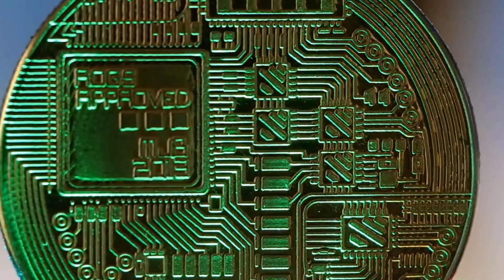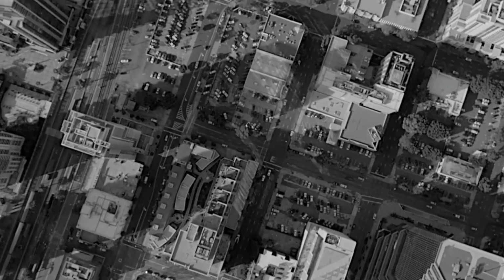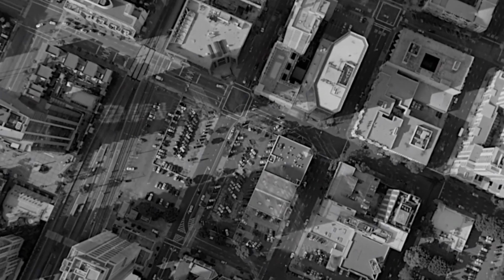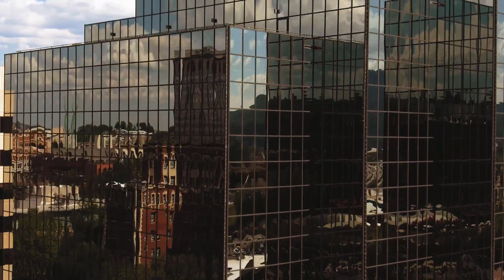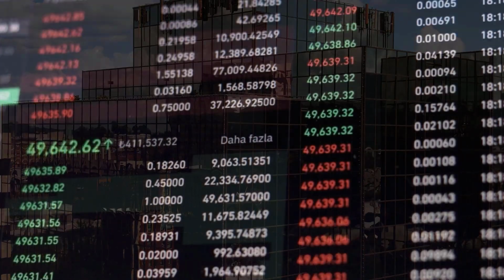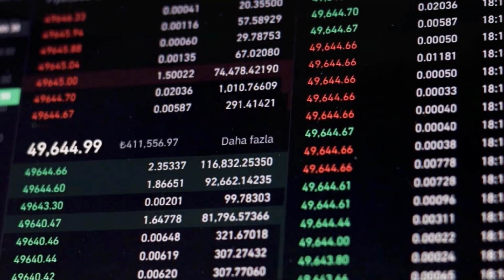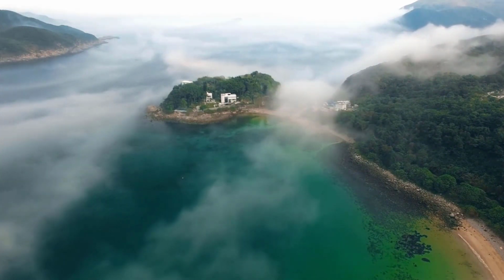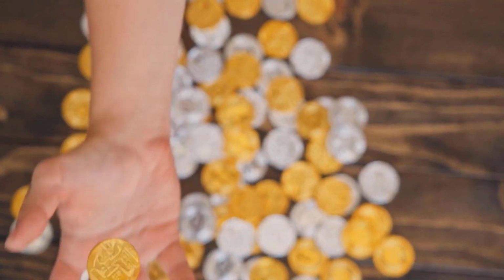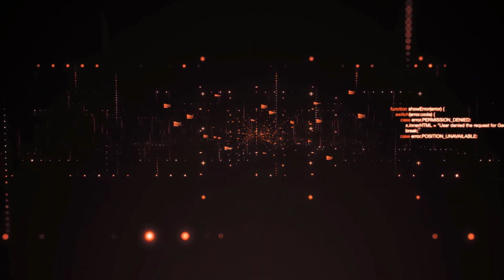ZAR to ALGO price prediction for the near future and month. Rand to Algorand prediction on Monday, March 27, price 0.247 coins, high 0.265, low 0.231. Tuesday, March 28, price 0.262 coins, high 0.282, low 0.245. Wednesday, March 29, price 0.246 coins, high 0.264, low 0.230. Thursday, March 30, price 0.257 coins, high 0.276, low 0.240.